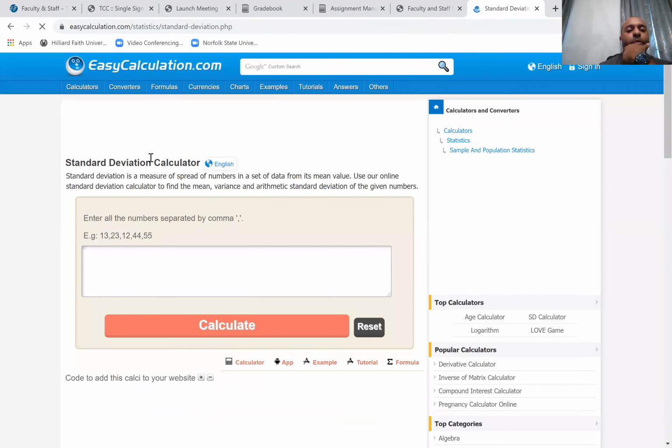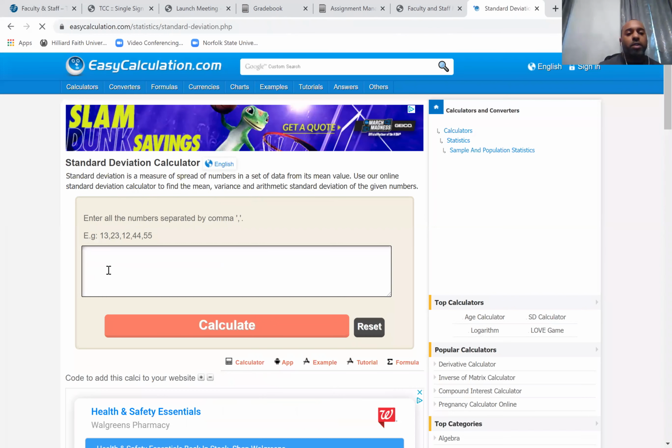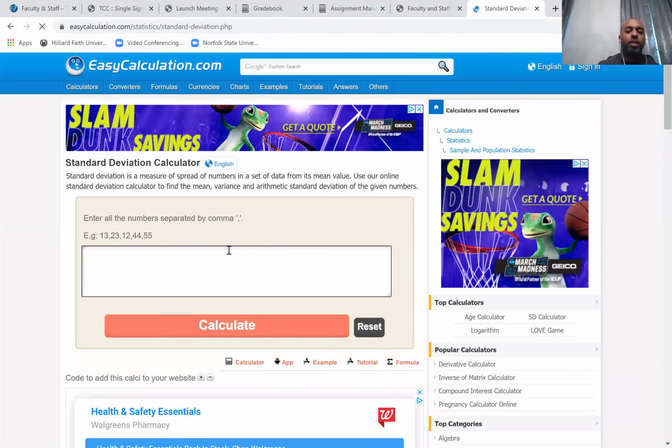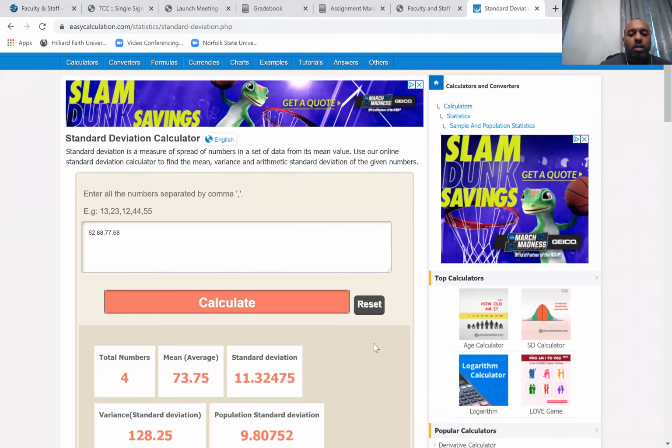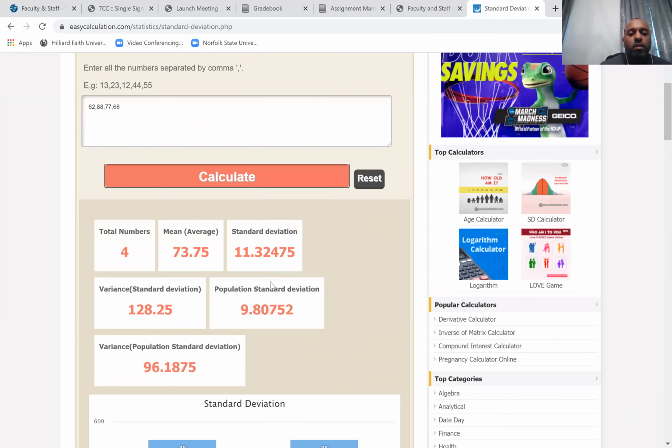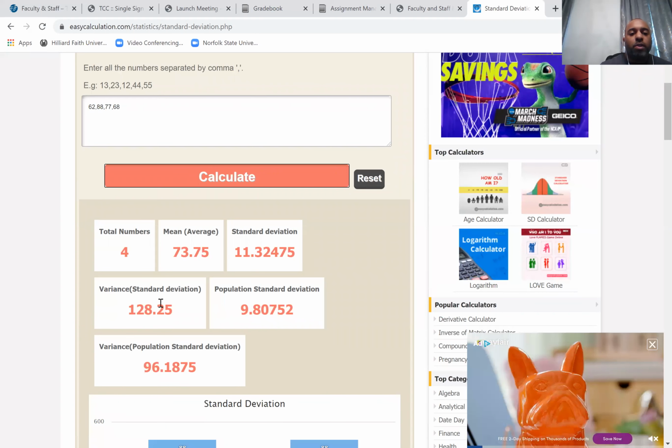Most definitely make sure you pay attention to the directions that the website or calculator that you use gives. So notice it says enter all numbers separated by comma. It doesn't say anything about space or anything like that. So I go 62, comma 88, 77, 68. Hit calculate, and there it is. So notice it gives you the population standard deviation, the population variance, and that means these other two are your sample.